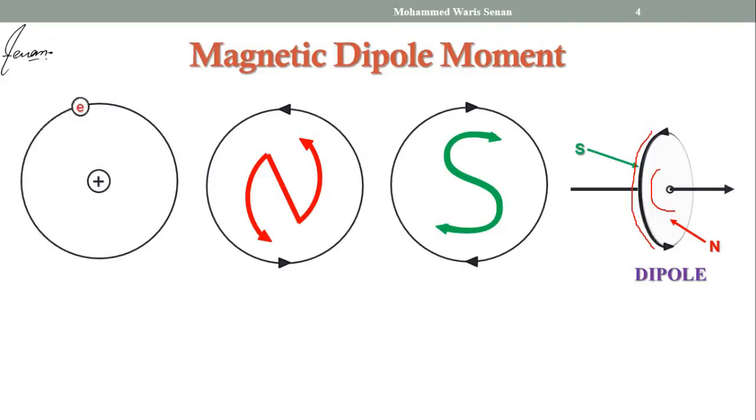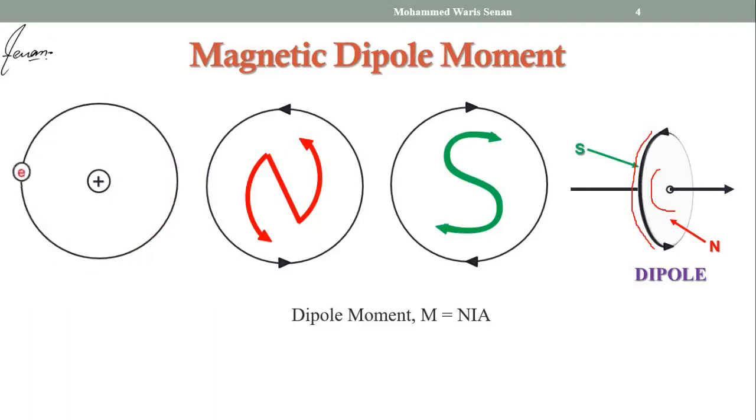Now let us define a term called magnetic dipole moment. Magnetic dipole moment is actually the measure of magnetic strength, and the magnetic dipole moment is represented by M, which is equal to the number of turns of the coil multiplied by the current flowing through the coil multiplied by the area of cross section of the coil. In this case we have only a one turn loop, so N will be equal to 1. So magnetic dipole moment in this case will be equal to I into A.